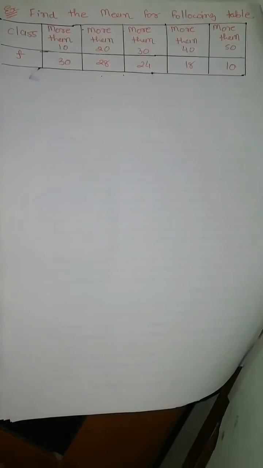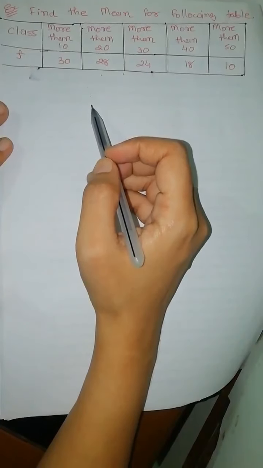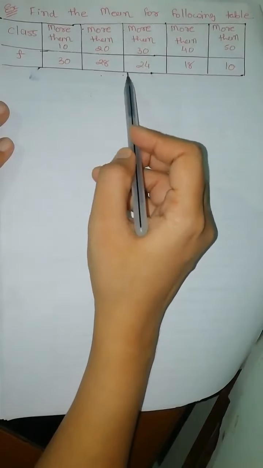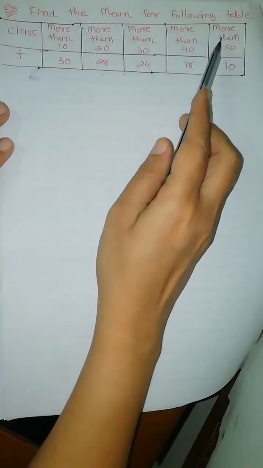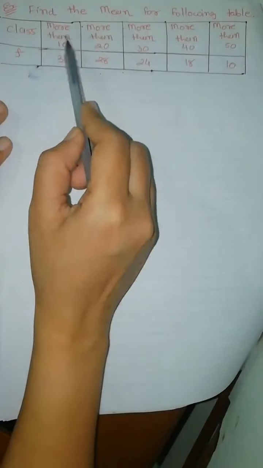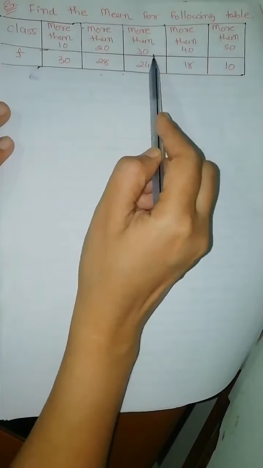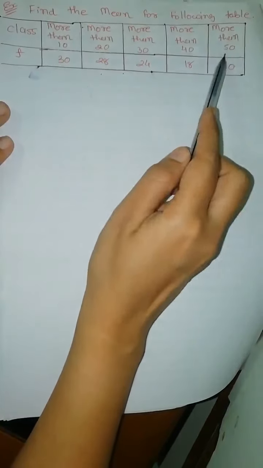In this session, I am going to show how to find a mean value if the cumulative frequencies are given. So, we will understand the question. Find the mean for the following table. The classes are given in the format as more than 10, more than 20, more than 30, more than 40 and more than 50.